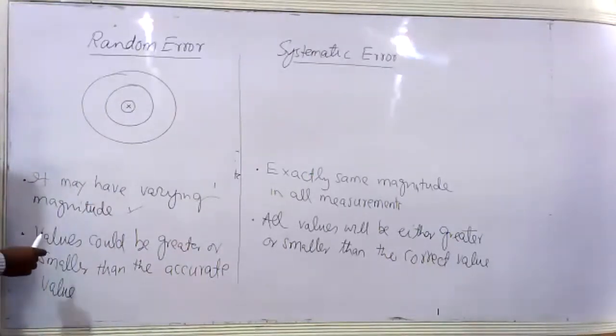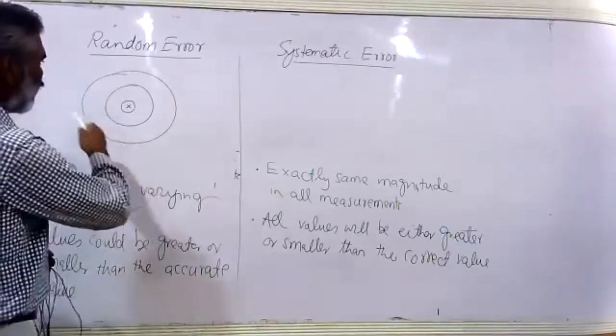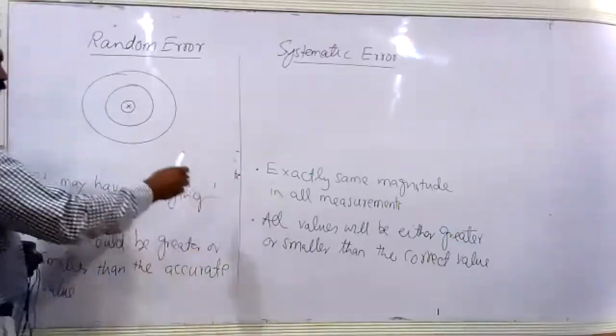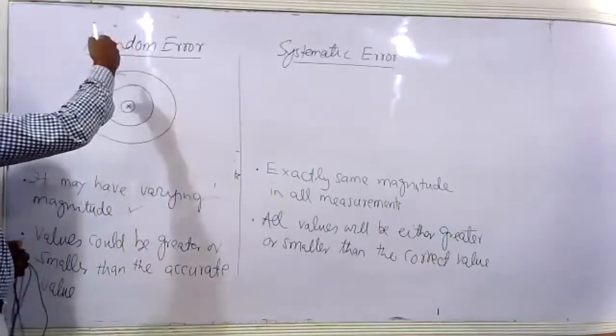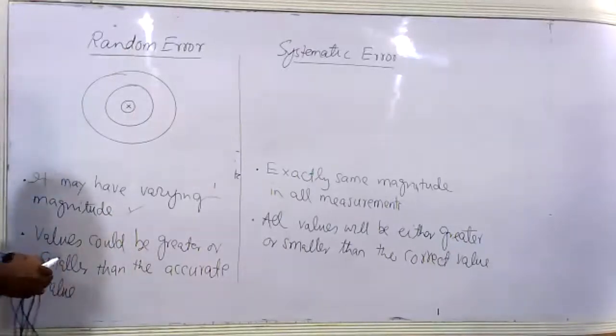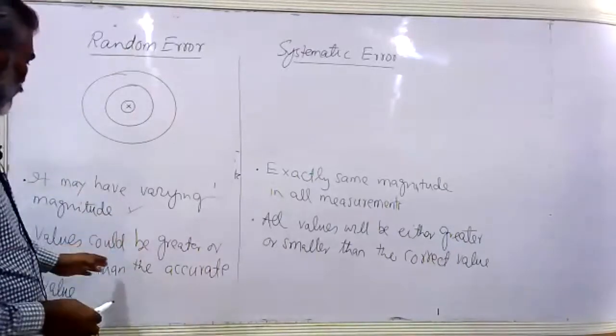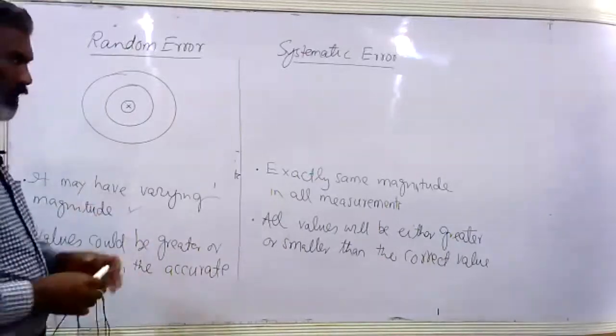The second thing is your values. Sometimes you are on this side of the target, sometimes you are on this side of the target, sometimes you are above the target, sometimes you are below the target. So this is something we mean by it could be smaller or greater than the accurate value. So it could be on either side.